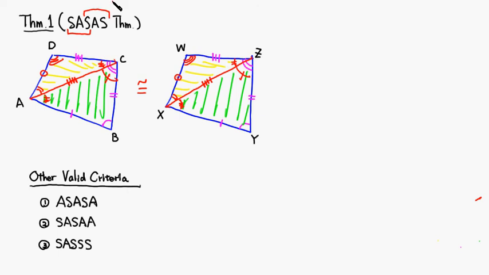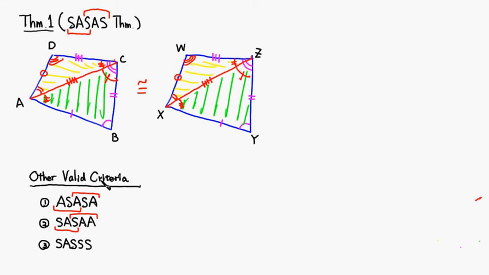Let's look at the other valid criteria. ASA, you can verify that this is going to be valid. You can see that the first 3 is angle-side-angle, which is valid, and another angle-side-angle. The next one is SASAA. You can see the first 3, side-angle-side, then the last 3, angle-angle-side. I'm reading backward there.